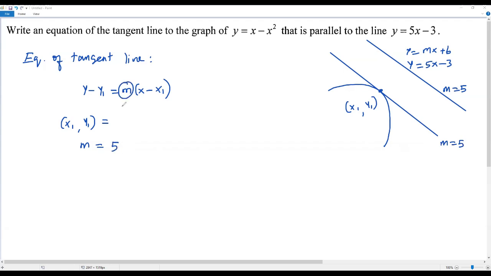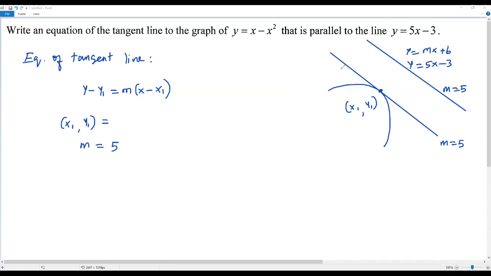So now we got the slope of the tangent line, that is, the value of m is 5. We can plug in 5 here, but we still need the point x1, y1 at which the tangent line touches the graph of the given equation. How do we get this point? Here we already got the slope of the tangent line, 5, using the equation of the line y equals 5x minus 3.